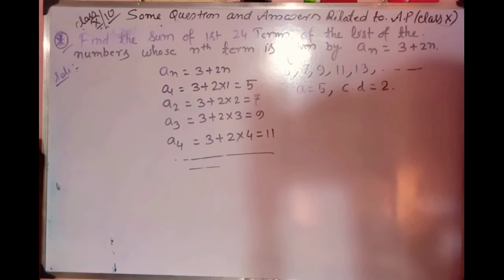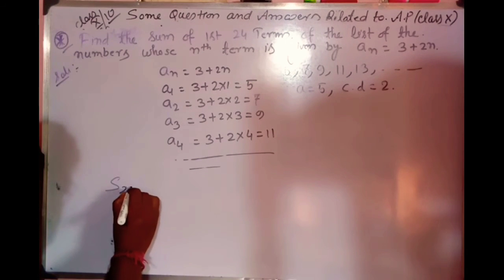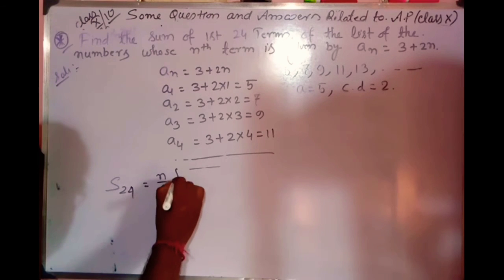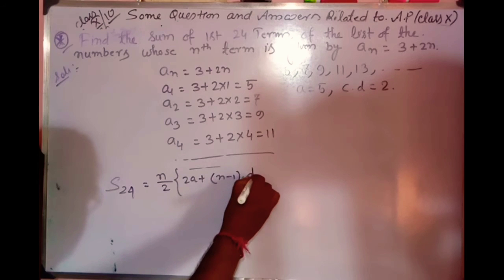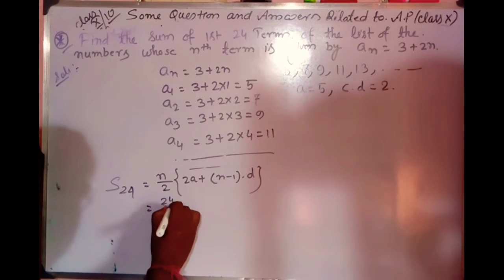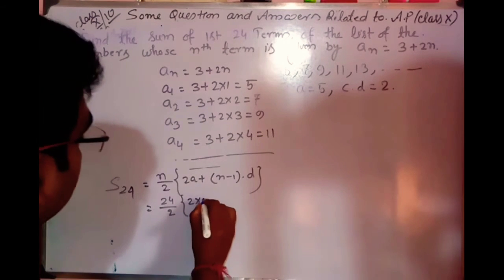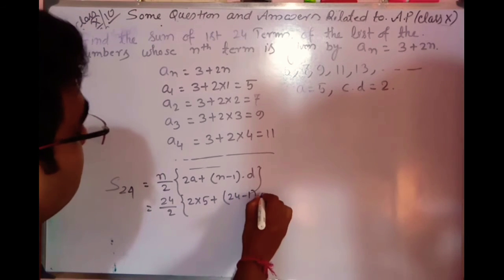So first, the sum of the first 24 terms, that is S24. S24 equals n by 2 into twice a plus n minus 1 into d. Now, what is the value of n? n is equal to 24. So 24 by 2, twice a, where a is equal to 5, plus n minus 1, that is 24 minus 1, into d.